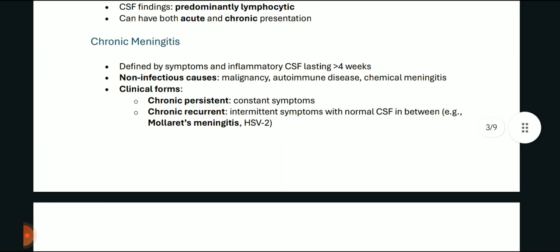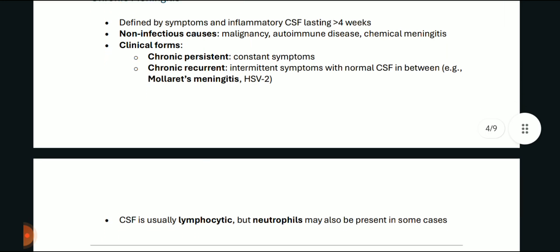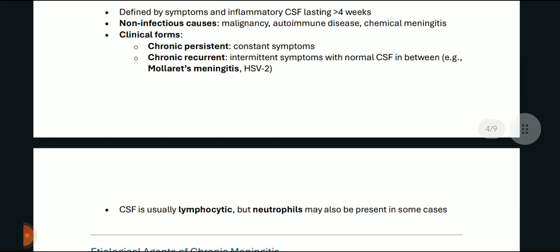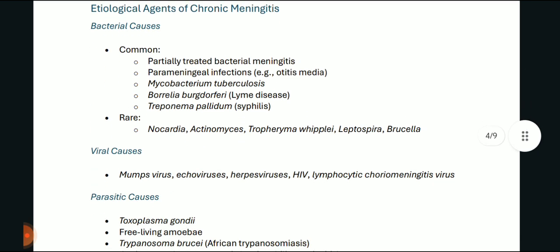Now, chronic meningitis is defined by symptoms and inflammatory CSF lasting for more than 4 weeks. There can be non-infectious causes like malignancy, autoimmune diseases, chemical meningitis. Now, clinical forms can present as chronic persistent, which have constant symptoms, or chronic recurrent, which have intermittent symptoms with normal CSF in between, like Mollaret's meningitis. And CSF is usually lymphocytic, but neutrophils may also be present here and there in some cases.